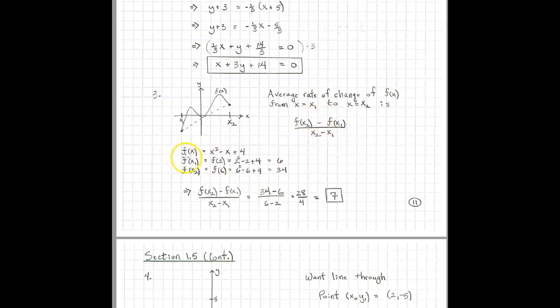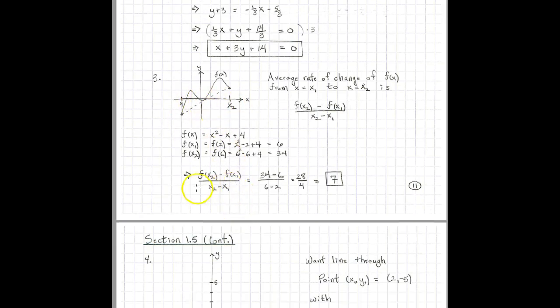The function we have is x squared minus x plus 4. So for f of x1, I plug in f of 2 and I get 6. For f of x2, I plug in f of 6 and I get 34. By the way, it doesn't matter which one you label x1 and which you label x2. In this example, you were told what they were, but it wouldn't matter in general. Plugging into our formula for the average rate of change of a function, we get 7 after simplification.